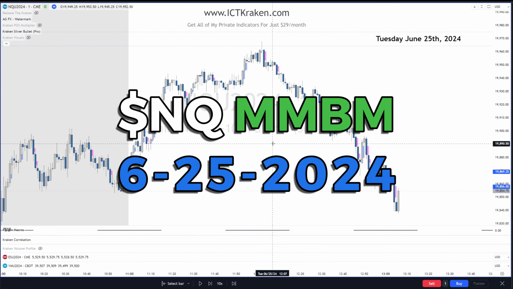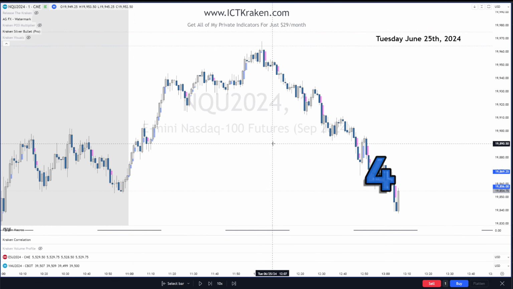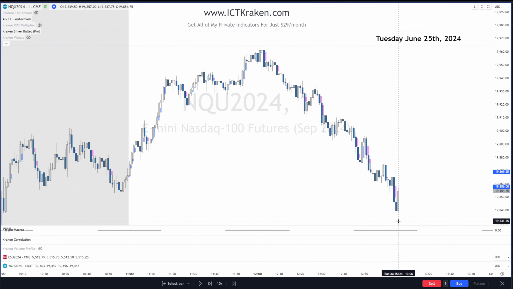Today I want to go over a market maker buy model that is in between the silver bullet hours. Okay, so it's actually during the lunch hour. And I want to show you how you could spot it and how you could have traded it. Okay, so right now I don't have any of the session liquidities on here. All I have is the Silver Bullet Pro showing me the fair value gaps.